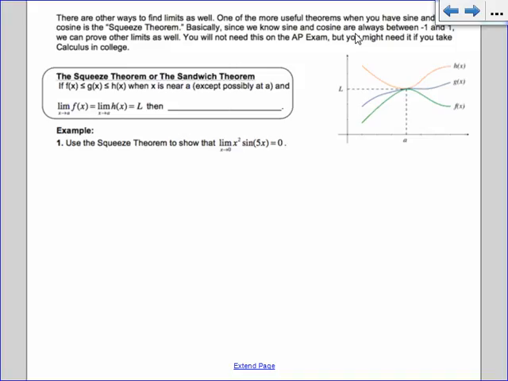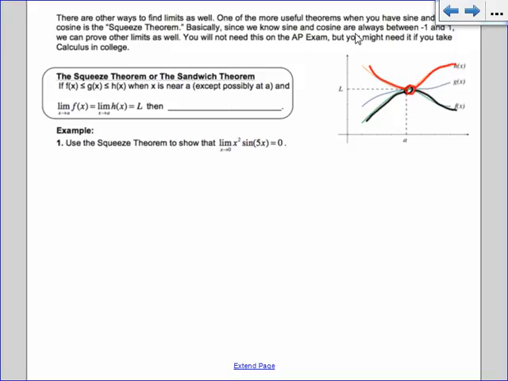Okay? So it says, if the limit as x goes to a of f of x is equal to L, so as I get closer to the x value of a, f of x goes towards L from both directions. And h of x also goes towards L.